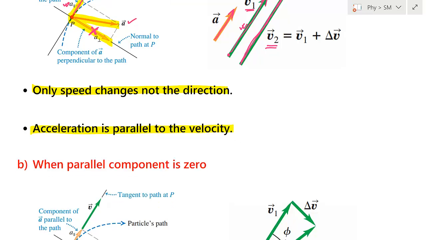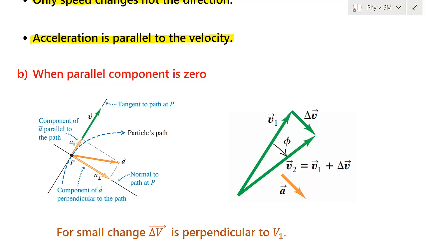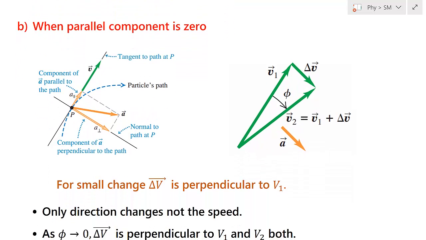Now the second situation we can have, what will happen in the second situation? In the first case I said the perpendicular component is 0 and the object is moving in a straight line. Now in the next situation I can say the tangential component or parallel component is 0. What will happen in that case? That is, now in the second situation, when the parallel component is 0.